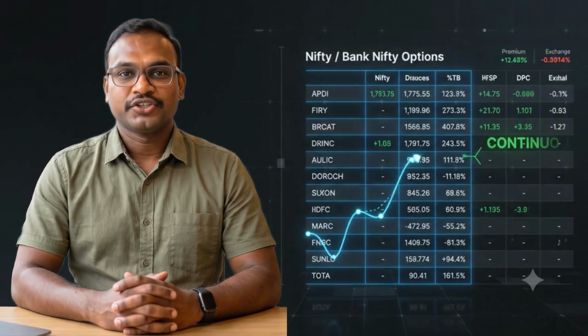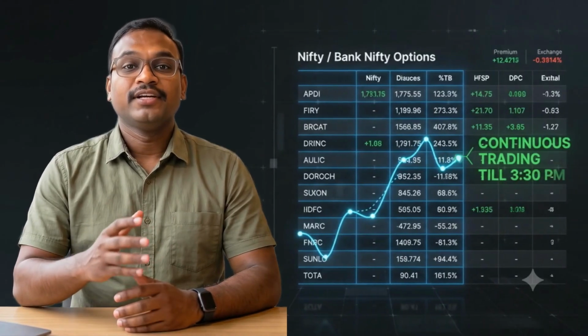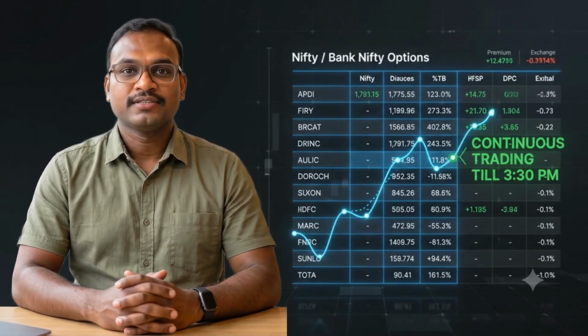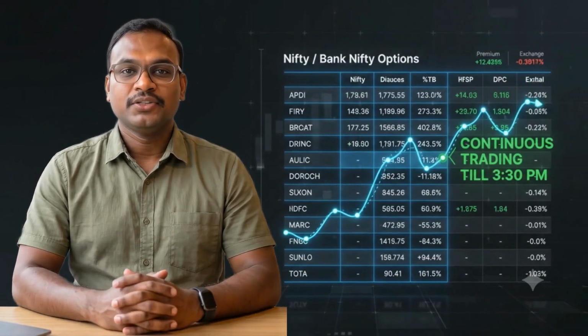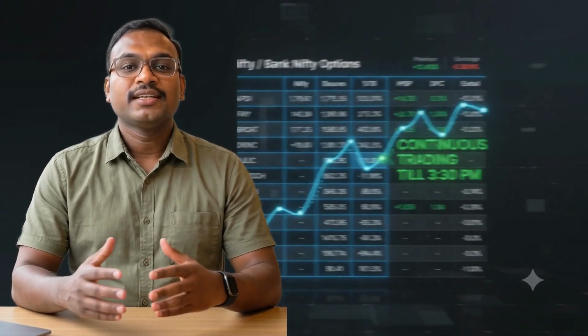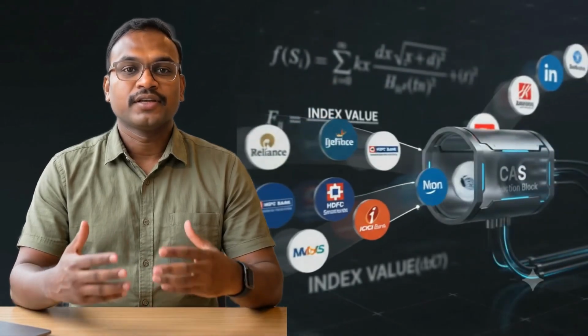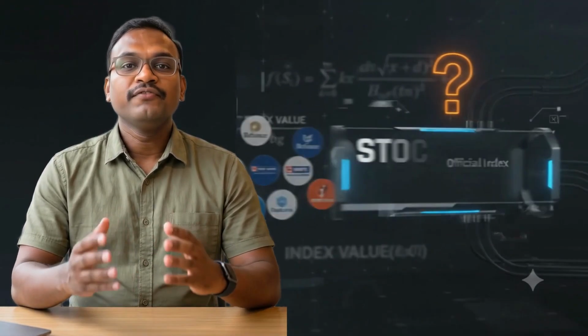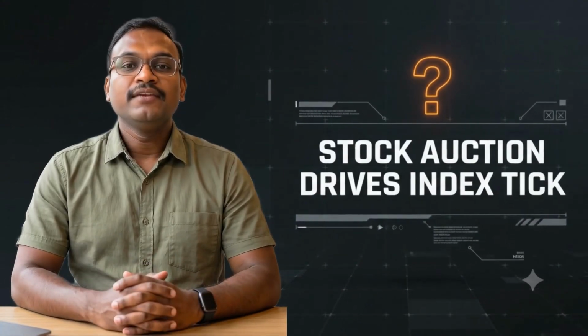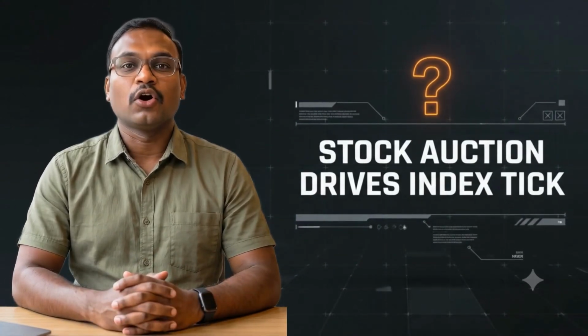One important clarification: index options, Nifty, Bank Nifty, Sensex options are not themselves put through an auction. They keep trading continuously. What changes is that the index value itself is built from constituent stocks, many of which now close via CAS, so the index's official closing level can move differently than it used to, even though the options on it trade normally till the end.